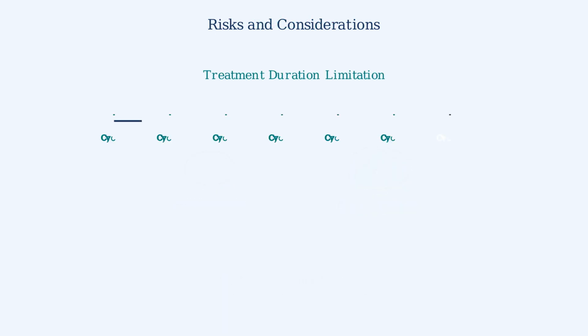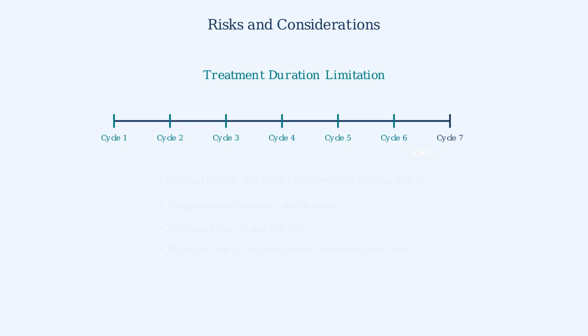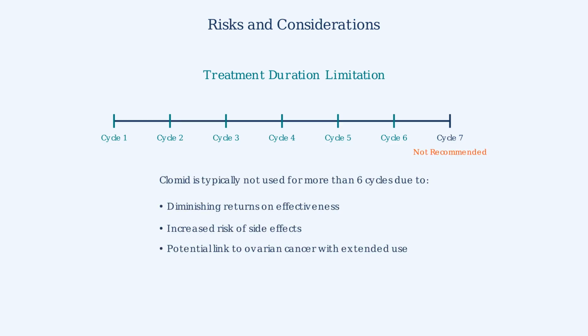Clomid is typically not used for more than 6 treatment cycles. This limitation exists for several important reasons. Extended use beyond 6 cycles is not recommended due to diminishing effectiveness, increased risk of side effects, and some studies have suggested a potential link to ovarian cancer with long-term use.